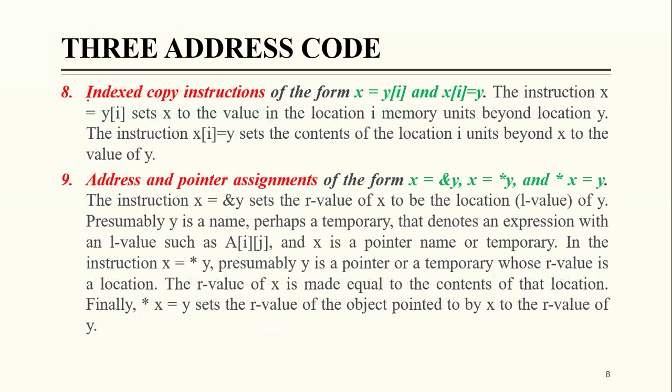The next one is the indexed copy instruction. In this case, there are two forms: one is x = y[i], and another one is x[i] = y.